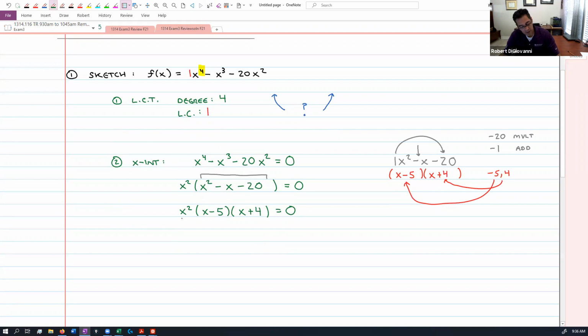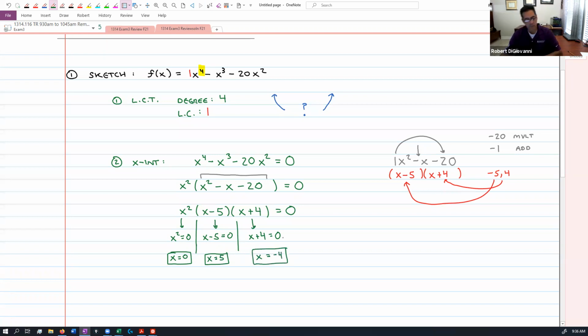And so now what I do is I set each factor equal to 0. And then I solve each of these equations. So in the first equation, the only number that I can ever square and get 0 is 0 itself. Here I add 5 to both sides. I just get x is 5. And here I subtract 4 on both sides and I get x is negative 4. Questions?